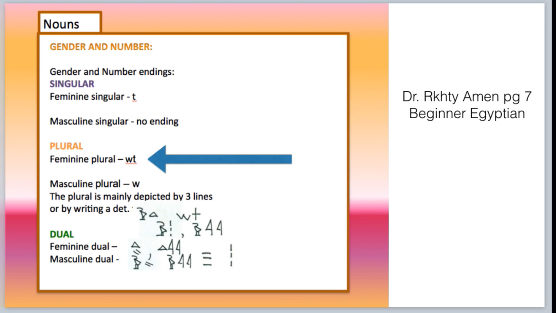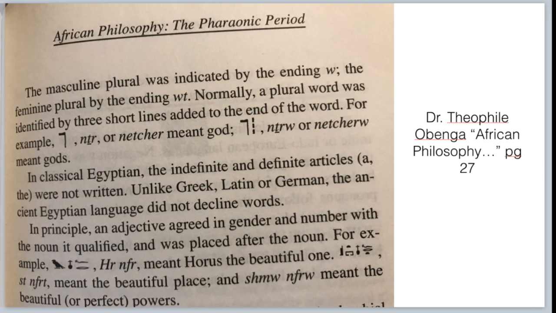Now we're going to turn to another scholar of African descent, except he's actually African. This is none other than Dr. Theophile Obenga. In his African Philosophy, page 27, he states the masculine plural was indicated by adding a W, by ending W, the feminine plural by the ending WT. Normally, a plural word was identified by 3 short lines added to the end of the word. For example, Necher meant God. Necheru meant gods. And then he goes on.